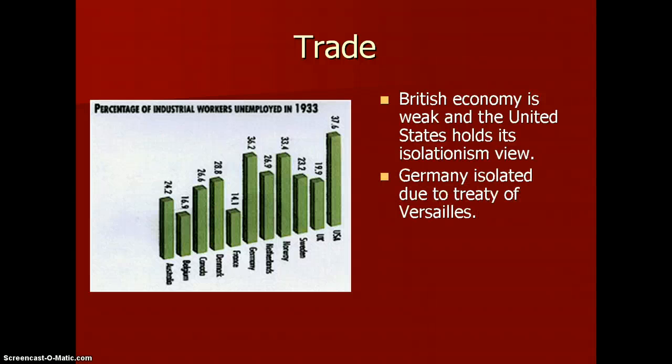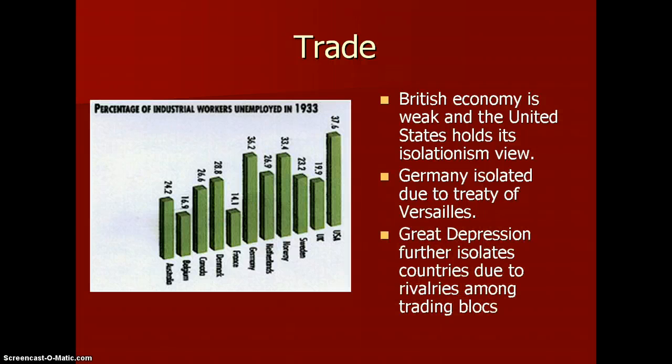After World War I, the Treaty of Versailles crippled the German economy and isolated them. The Great Depression further isolated countries as their economies crashed. Countries began to put up tariffs to try and make more money, which other countries did not have the money to pay, which slowed trade even more.